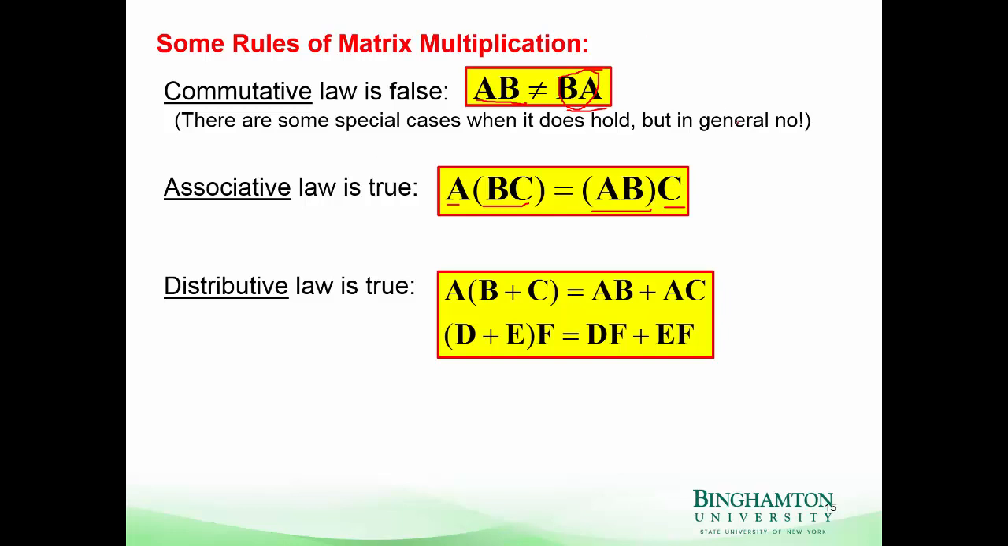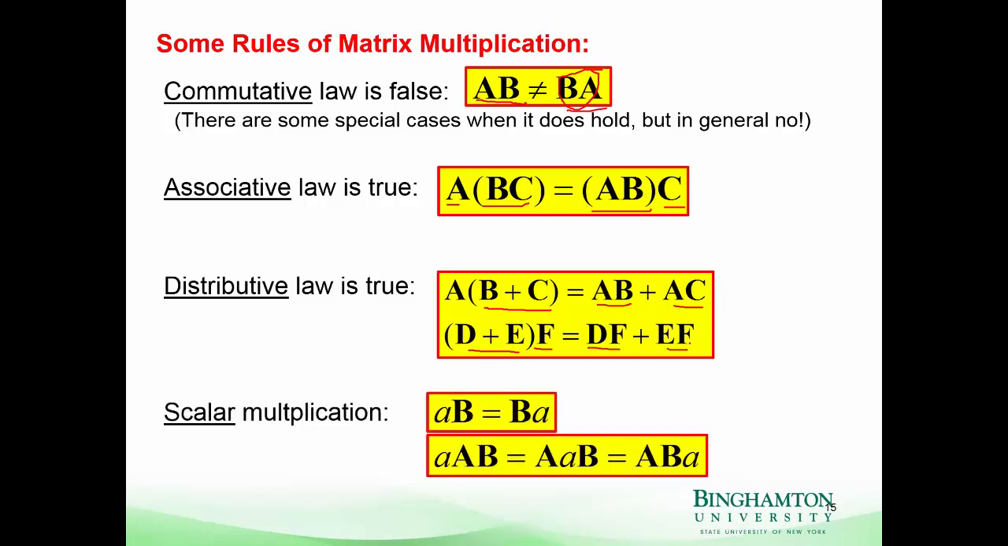So if I have A times a matrix sum B plus C, I can distribute A through, and it also works from the right. So if I have D plus E times F, I can distribute that in from the right and get DF plus EF. So again, these are things that we can use in algebraic manipulations. Scalar multiplication, I can move the scalar to anywhere I want. Doesn't affect a thing.